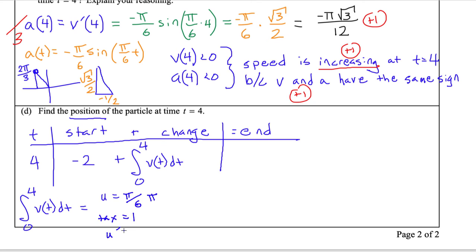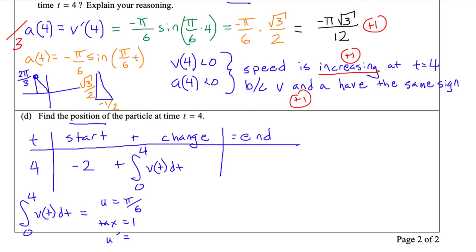U prime. The derivative of that inner is just pi. Wait, what? Why did I write a pi? Pi over 6t, and then the derivative of pi over 6t is just pi over 6. 1 divided by pi over 6 is 6 over pi. It's kind of like the reciprocal function. So I'm going to pay Taxman 6 over pi. If you don't believe me, keep it, change it, flip it, and you'll see the same answer.